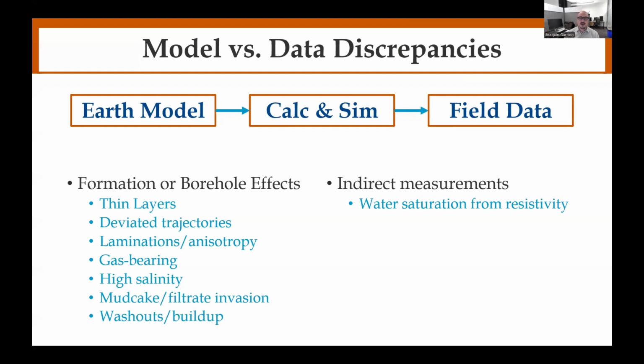Also keep in mind that in many cases we do indirect measurements. So we never really measure water saturation. In most cases, we just assume that the resistivity is going to tell us what the water saturation is. Do we know that that model is correct? This is going to help us. Similarly, porosity, we usually get it from neutron or density logs. Is that actually correct? Does it honor every measurement?